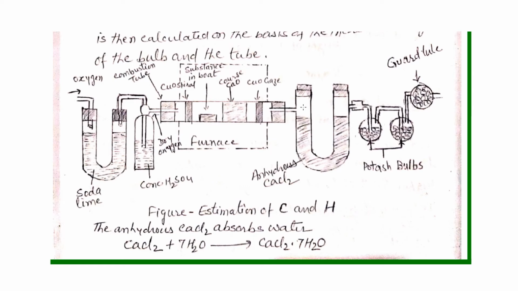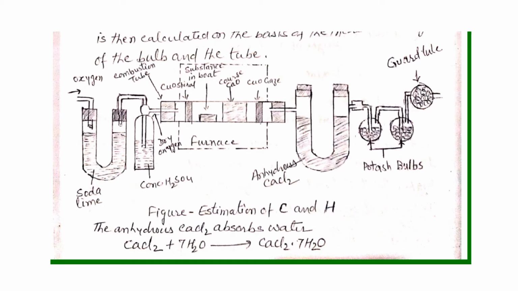So what will this anhydrous CaCl2 do? When this coal burns, it will release CO2 and moisture. That moisture the anhydrous CaCl2 will trap, and the CO2 will enter this U tube, and from this outlet it will come to this first bulb. This first and second bulb are filled with KOH. So this KOH will trap the CO2.